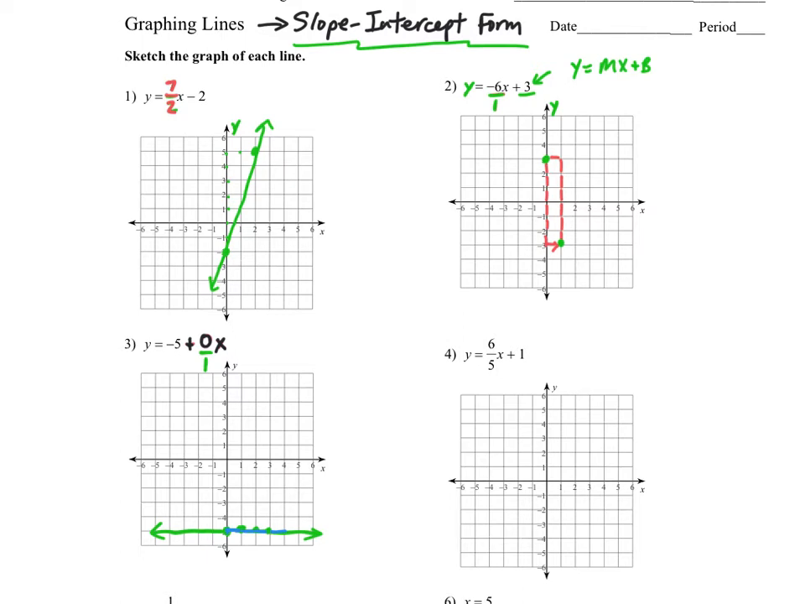Cool, I'm going to skip that one. We'll do the next one. It has a fraction in it, so let's roll with it. All right, in our next one, we're just going to find that y-intercept, that beginning, that +1, and I go up 1.